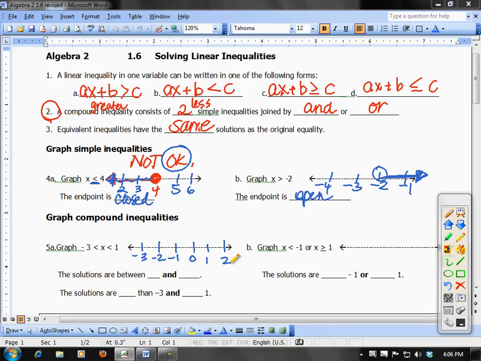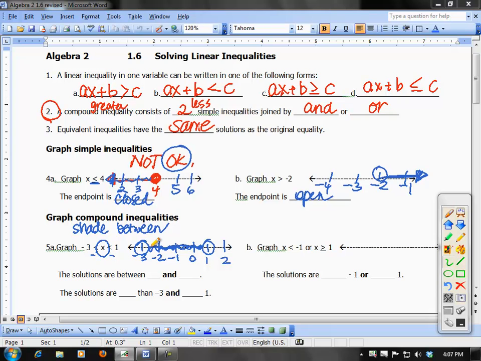Let's take a look. Here's the way I remember how to do that. If x is between, you shade between. If x is between the numbers, you shade between the numbers. Then I look at my inequalities to determine if my circle is open or closed. Since -3 is just less than, it's going to be open because it's not equal to. And since 1 is not equal to, I open at 1. Because the x is in the middle, I shade in the middle.